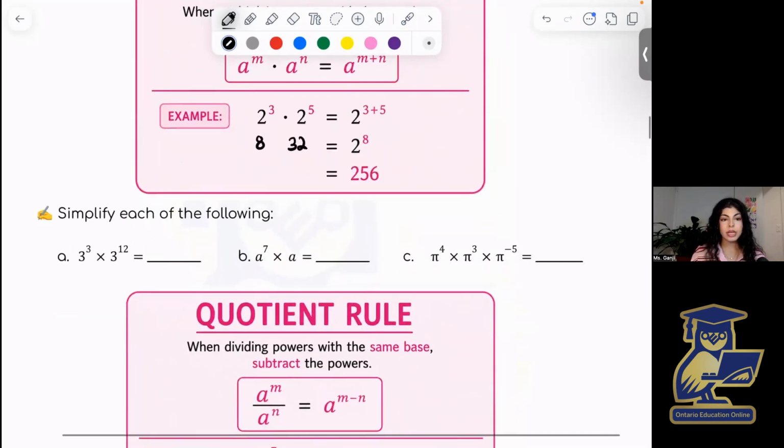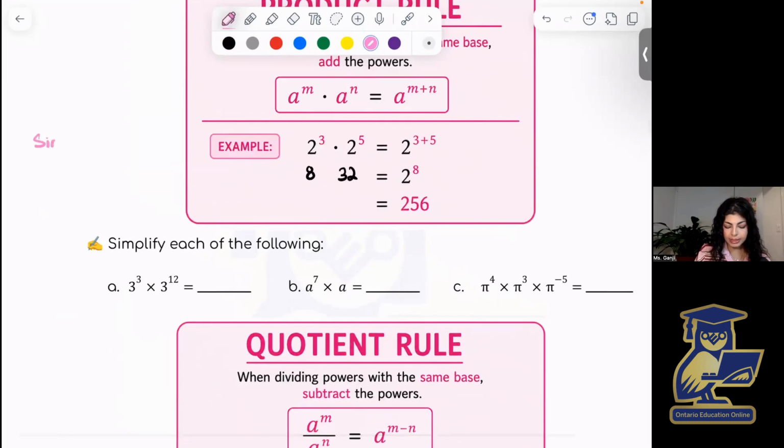So now I suggest you take a moment and try these on your own. You are just simplifying here. And two terms I'm going to actually bring your attention to here are simplify versus evaluate.